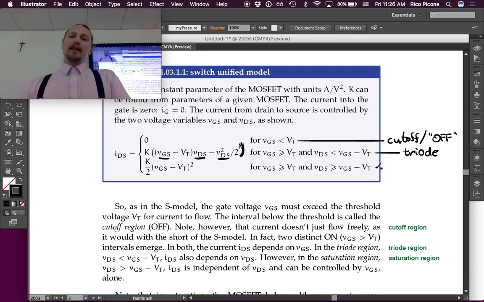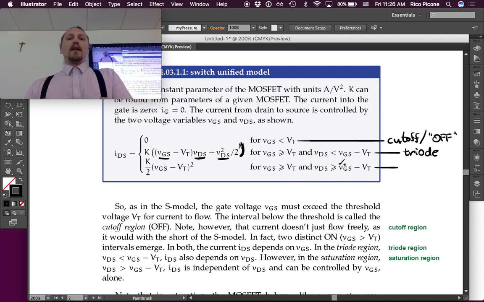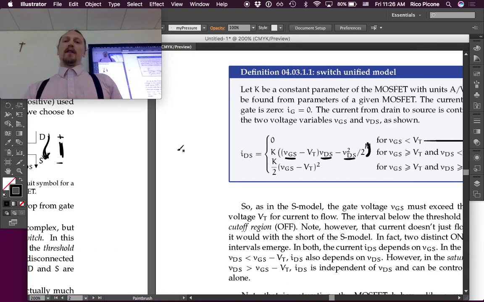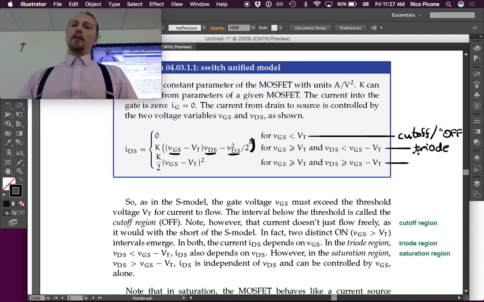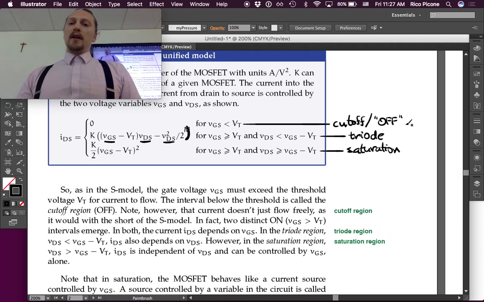And then in this last situation, we have the gate source voltage greater than the threshold, so it's on, but we also have the drain source voltage above VGS minus the threshold. So it's in this higher region of voltage, and this is called the saturation region.